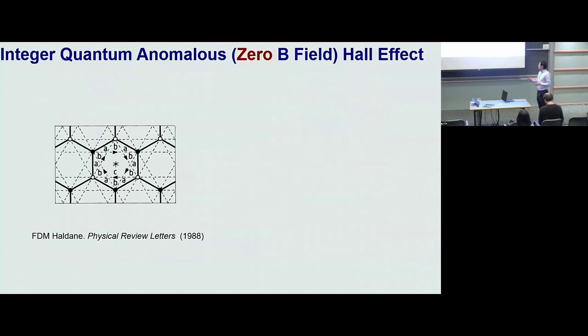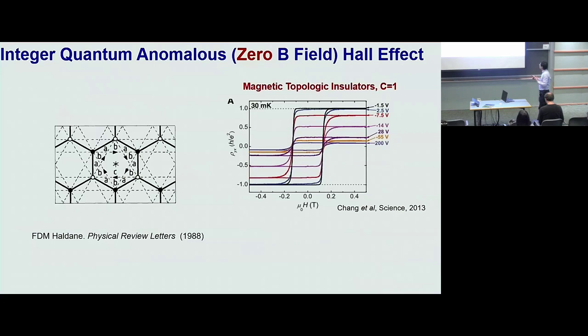Then there's the Haldane model, which basically gives you a specific model with hopping parameters assigned to electrons on this graphene lattice that essentially can realize the zero field quantum Hall effect. Experimentally, it was first observed in magnetic, doped TI, at tens of millikelvin temperature. You got the Hall resistance quantized at h over e squared. In other words, this is a Chern number equals 1 quantum anomalous Hall effect.